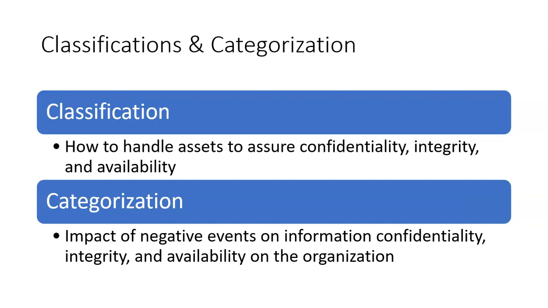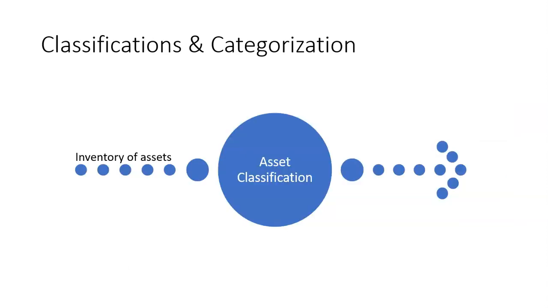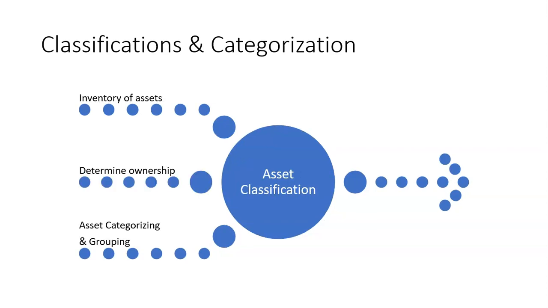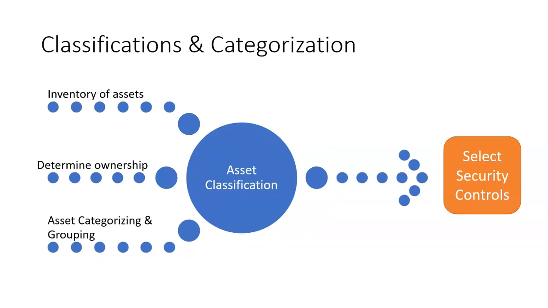So we can say that for asset classification, the first step is inventory of assets. The second step is determining the ownership of those assets. And then the third step is asset categorization and grouping. So we can say asset categorization is a process required in overall asset classification. As per the categorization only, we need to do the classification. And finally, as per the classification, we need to select the security controls to protect that particular asset.